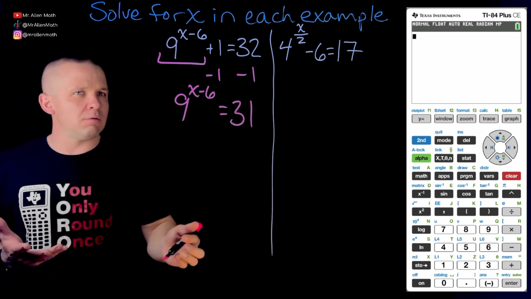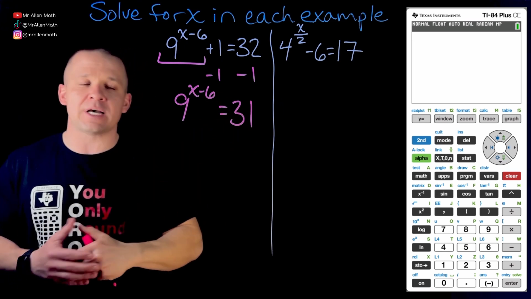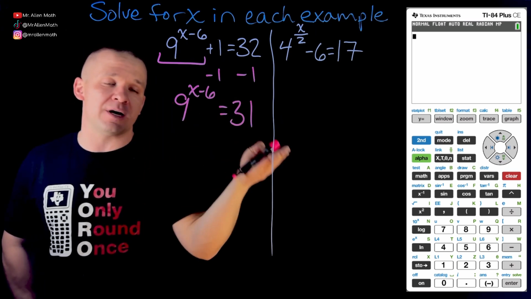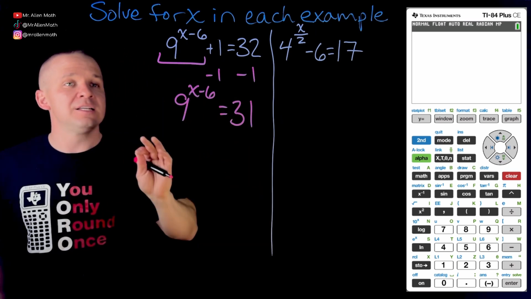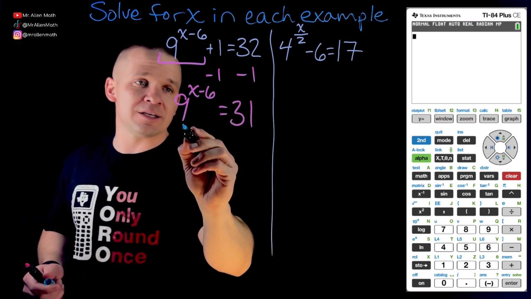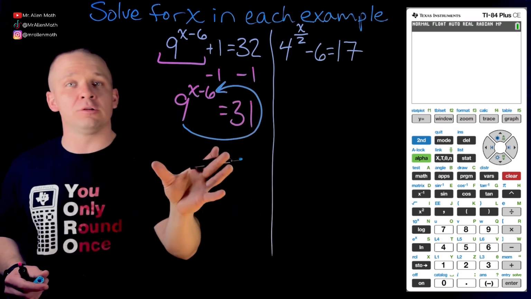Well, now, how do I get to the x minus 6? Can I divide by 9 on both sides? No, that's not how exponentials work, right? This isn't 9 times x minus 6. It's 9 raised to the x minus 6. So what I have to actually do is rewrite this in logarithmic form, and I do so with a little strategy called loop and swoop, okay?